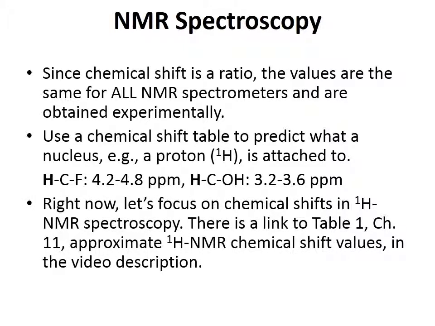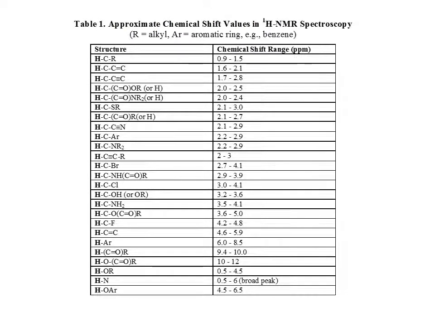Right now, let's focus on chemical shifts in proton NMR spectroscopy. There's a link to the table, Table 1, Chapter 11, giving approximate proton NMR chemical shift values in the video description. Let's examine how to read Table 1, the approximate chemical shift values.